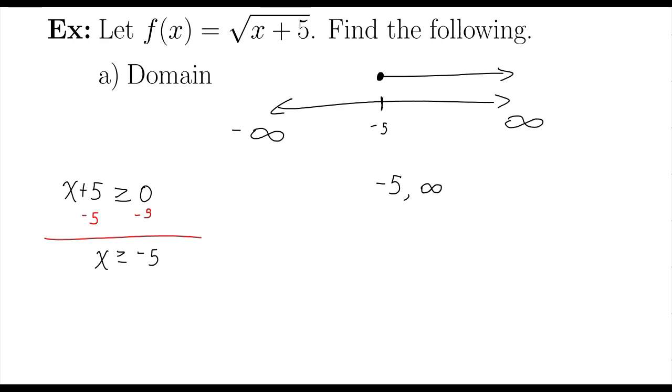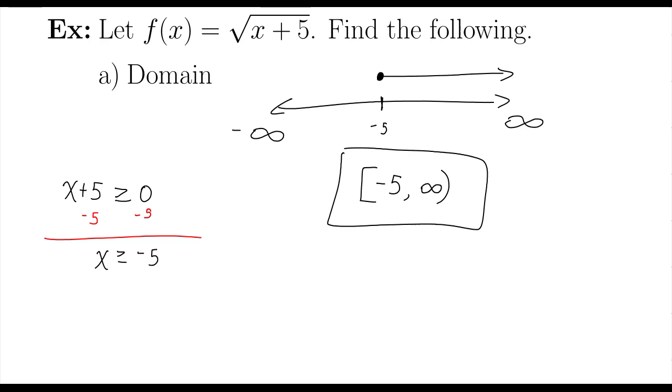Remember, we always put a parenthesis on infinity. But since x could equal negative 5, I will put a bracket. So for these types of problems, when you're dealing with a square root, it will always be a bracket on the number and then a parenthesis on the infinity. So there we go: negative 5 to infinity, including negative 5. That's the domain of our radical function.